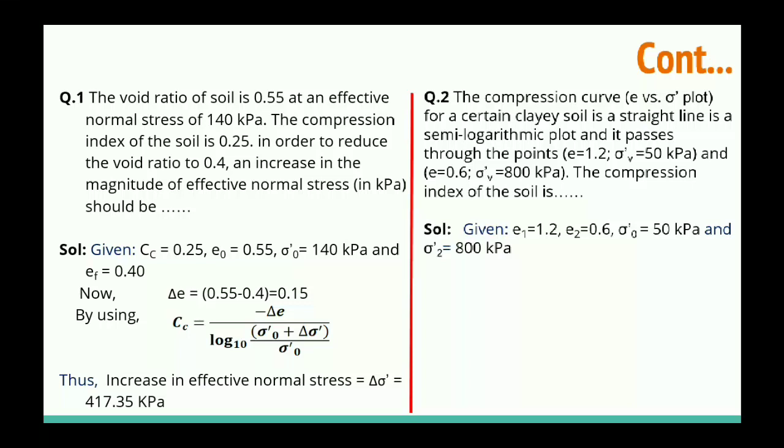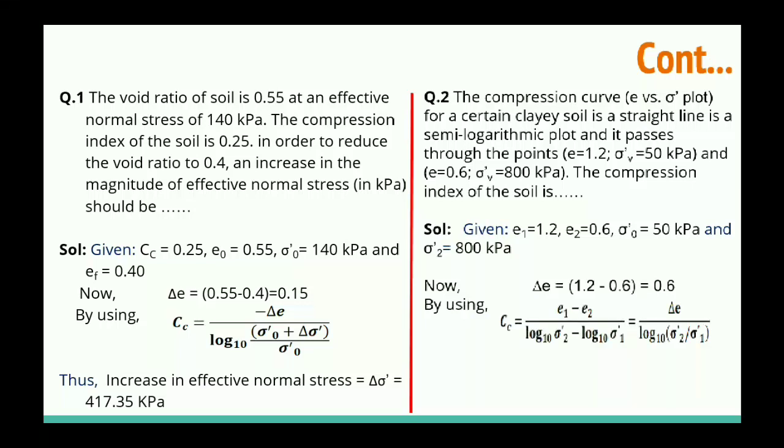Given the initial void ratio 1.2 and final 0.6, the initial effective stress is 50 kilopascal and sigma dash 2 is 800 kilopascal. Again we can calculate the change in void ratio, which is 0.6. We have the change in void ratio, we have sigma 2, and we have sigma 1 dash. By using this formula we get the value of Cc, and that is 0.50.